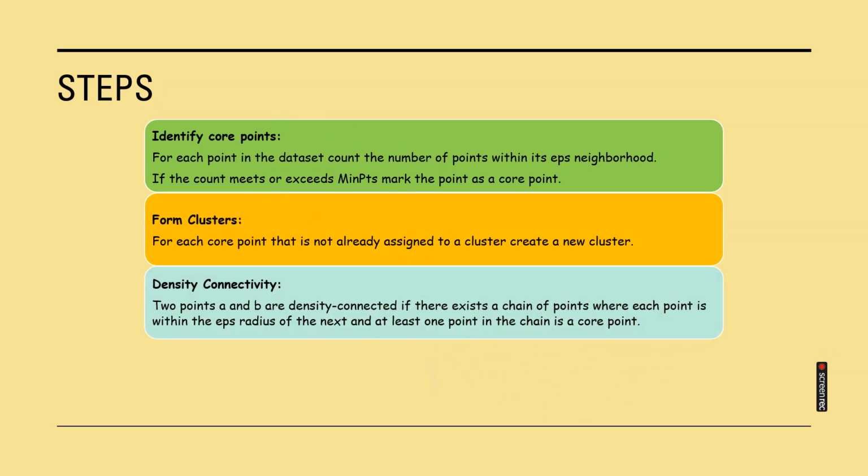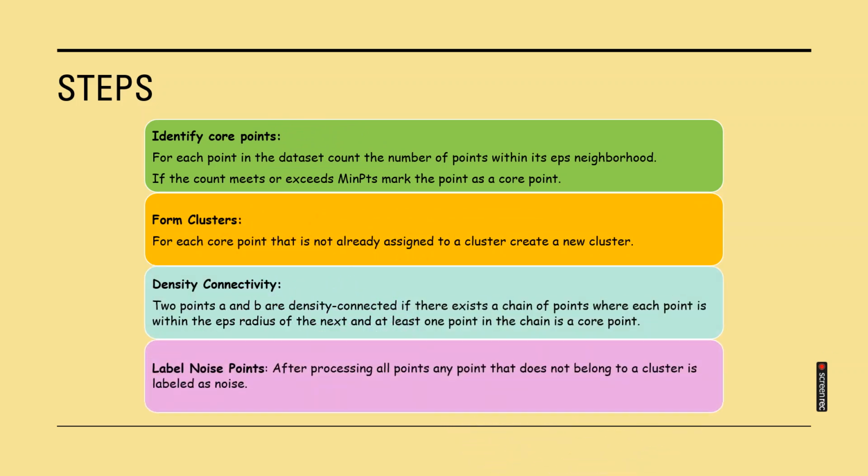Density connectivity. If we need to identify whether 2 points are density connected, we need to check the intermediate points, whether one of the points in the chain is a core point. Then we will say that those points are density connected. Then, after processing all the points, any point that does not belong to any of the clusters is labeled as noise or an outlier.